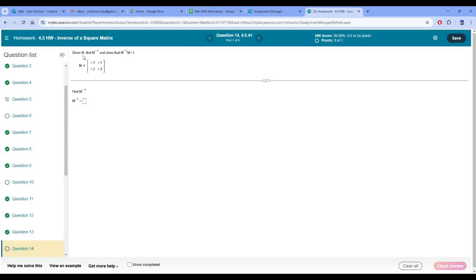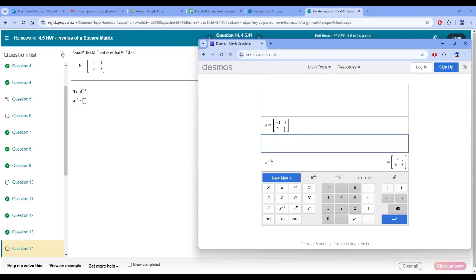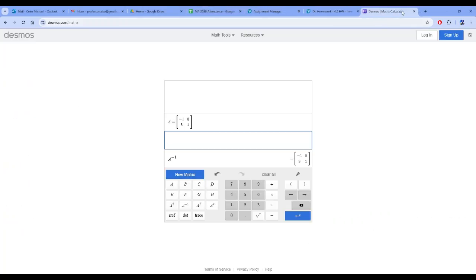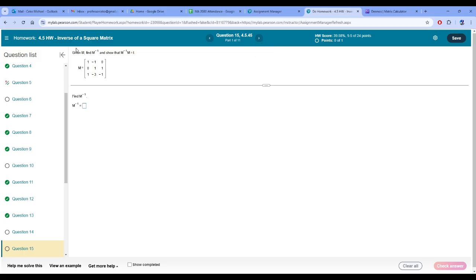All right. Given M, find the inverse, and then use that to show it. It literally is the same exact thing. I just did it, and it's easy. Use the Desmos calculator to find your inverse, and then it's straightforward. All right, next question. Given that, find the inverse, and then show. Same exact thing.